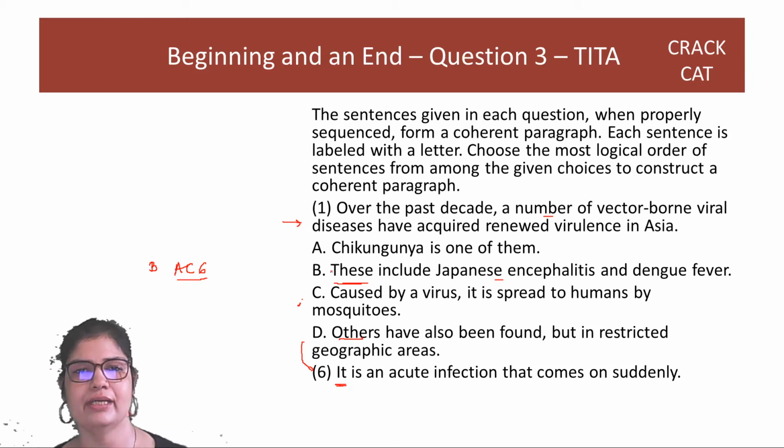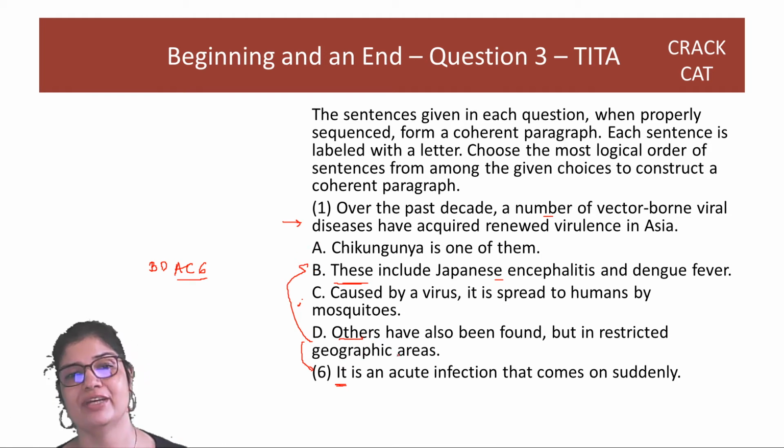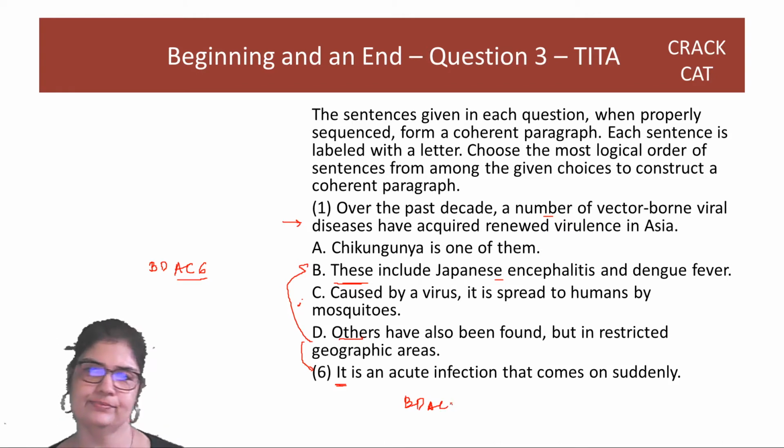Where will D go? D, I cannot have over the past decade. Others have also been found, right? So it has to be B, D. Others have also been found. And one of these others is chikungunya. Okay. So your BD link is clear. DA link is clear. Because chikungunya is one of them that has been in restricted geographic areas, right? So your type in the answer will be B, D, A, and C.